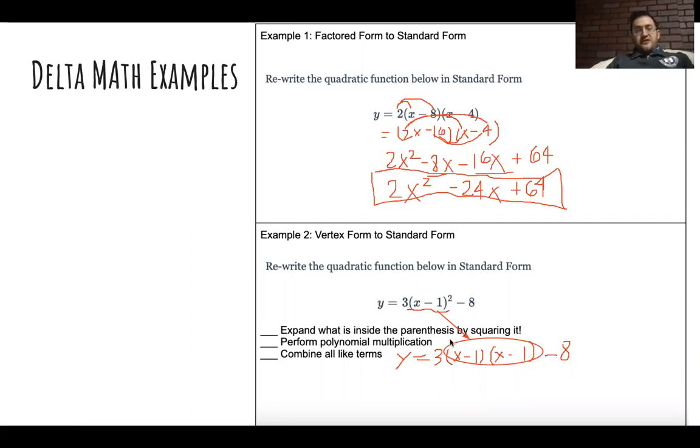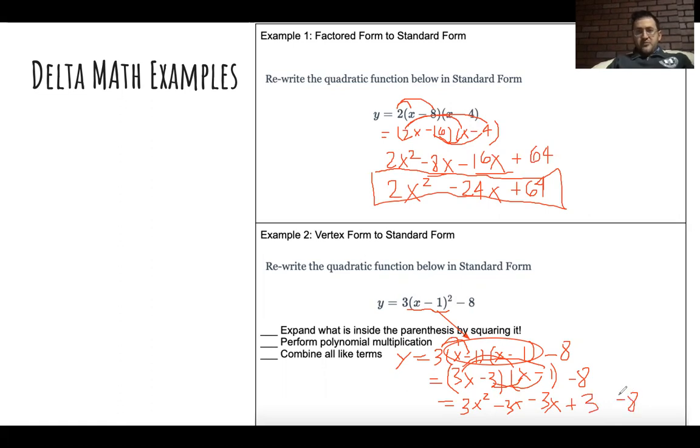All right, and then we're just going to distribute. And just take one at a time. So I'm going to do 3x minus 3. And then I'm going to do x minus 1 minus 8. And then I have a minus 3x, minus a 3x, plus 3 minus 8.